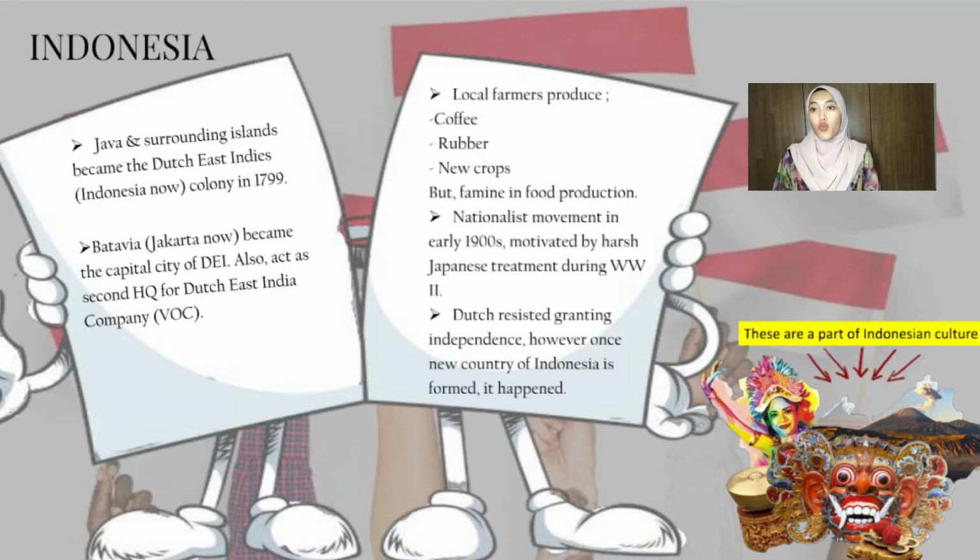Nationalist movements were motivated by harsh Japanese treatment during their World War II occupation. Even so, the Dutch resisted giving independence after the war. They still gained independence in 1945 and the new country of Indonesia was formed.